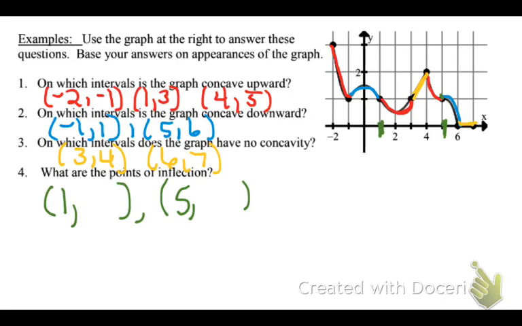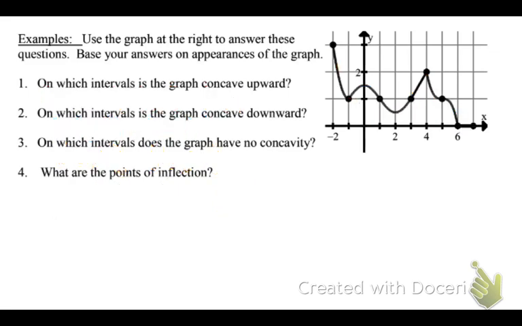So when we're looking for the point of inflection, we're just looking at the original function and seeing its output. So at 1, my output is 1. And at 5, I also have an output of 1. So those are my points of inflection.